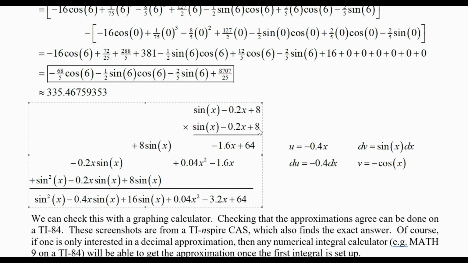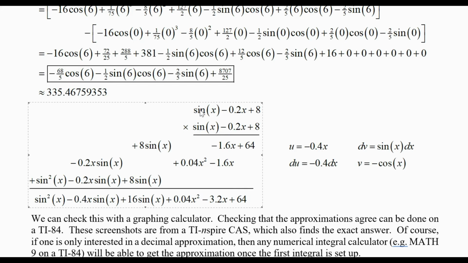8 times 8 is 64. 8 times the negative 0.2x is negative 1.6x. And then we have an 8 times sine x here. Negative 0.2x times 8 is negative 1.6x, which I lined up under the x's to line up like terms. Multiplying two negatives makes it positive. 0.2 times 0.2 is 0.04. And then x times x is x squared.